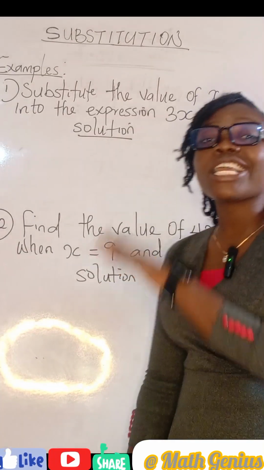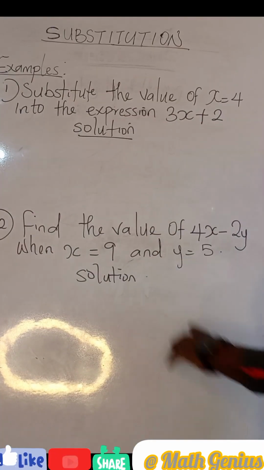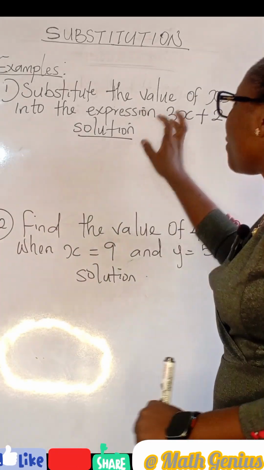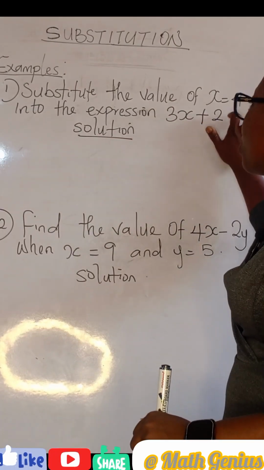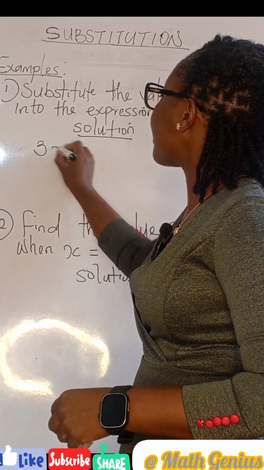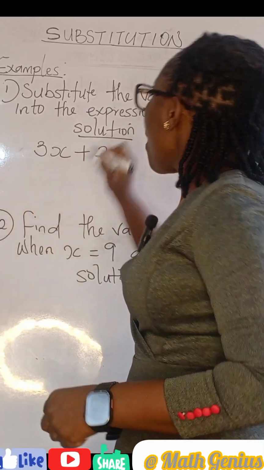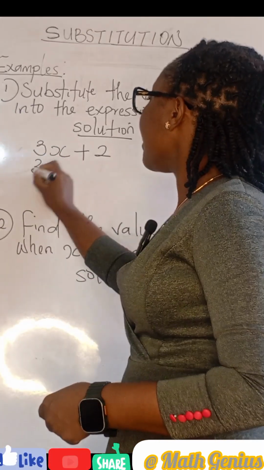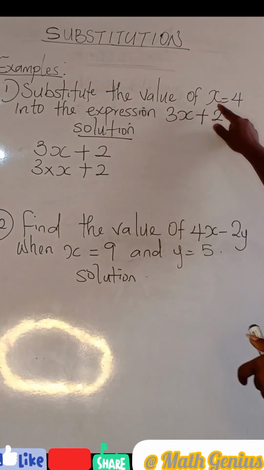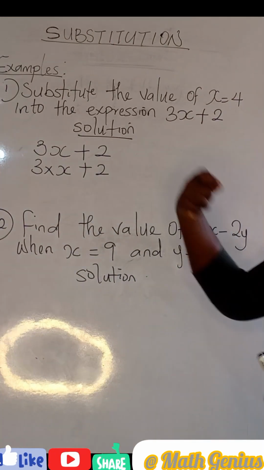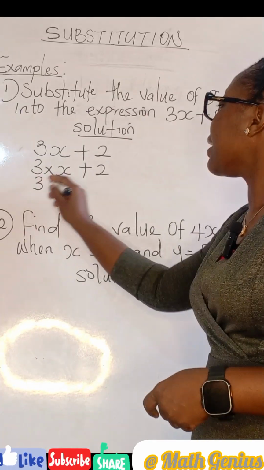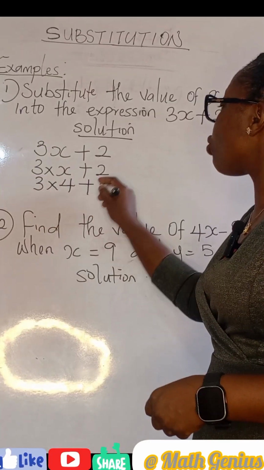Substitute the value of x equal to 4 into the expression. Now, this is an algebraic expression because it has no equal to sign. This expression is 3x plus 2. Remember that 3x means 3 times x, then plus 2. And x in this question is set to be 4. So instead of writing x, we just replace x with 4. So we're going to have 3 times 4 plus 2.